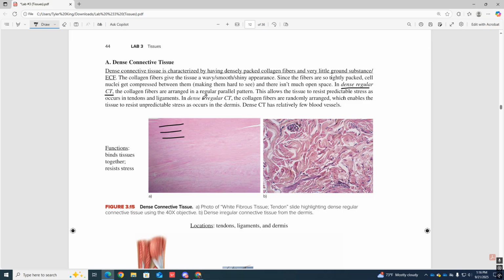On the contrary, in dense irregular CT, the collagen fibers are randomly arranged. A bunch of stuff here, right? All over the place. They're all randomly arranged, okay? Which enables the tissue to resist unpredictable stresses, such as what would occur in the dermis.